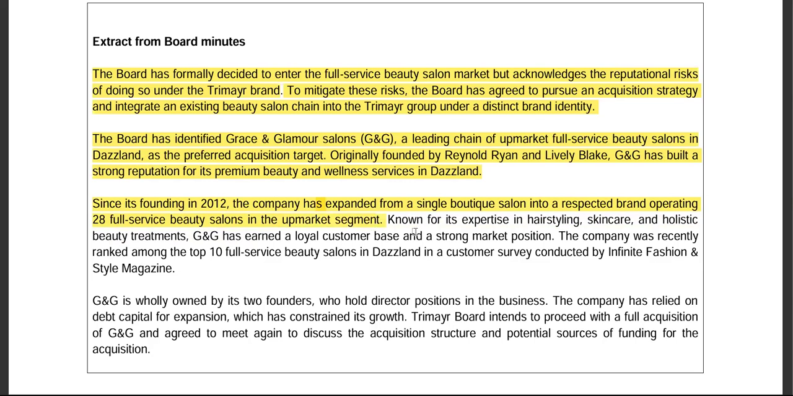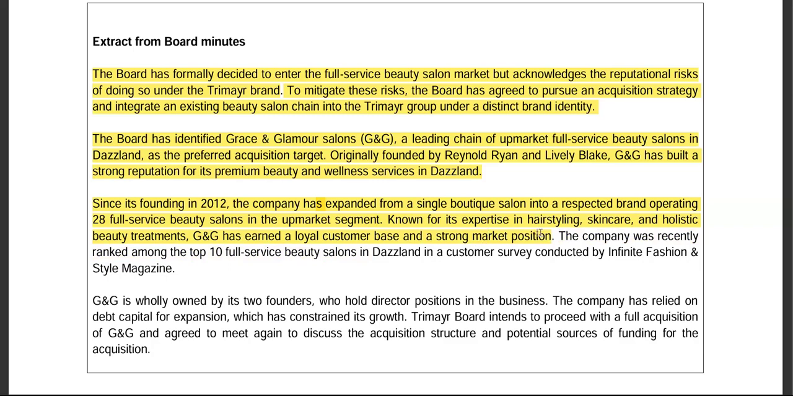Known for its expertise in hairstyling, skincare, and holistic beauty treatments, G&G has earned a loyal customer base and a strong market position. So that's another competitive advantage. You have a loyal customer base and you're spread across the country with 28 salons. So an ideal fit if you're looking at expansion and if you're looking at rapid expansion.